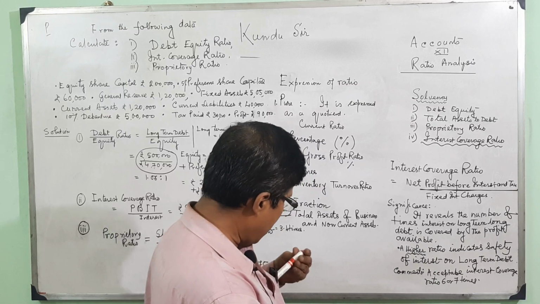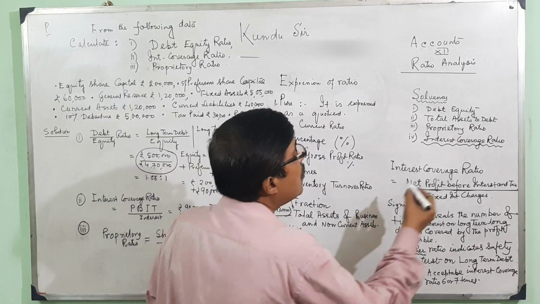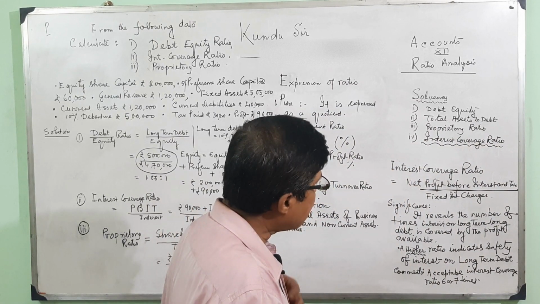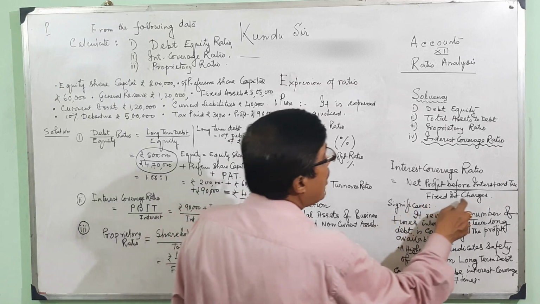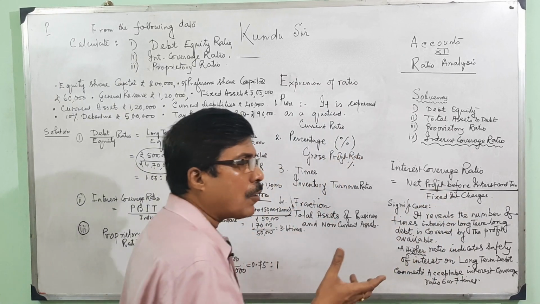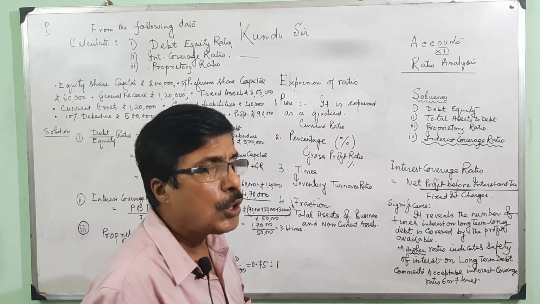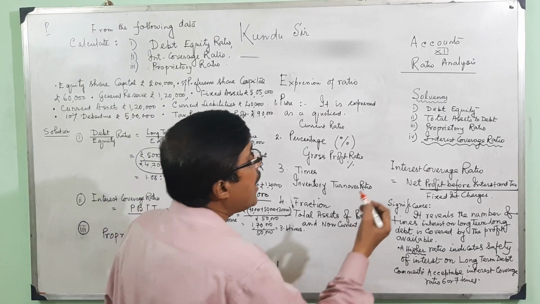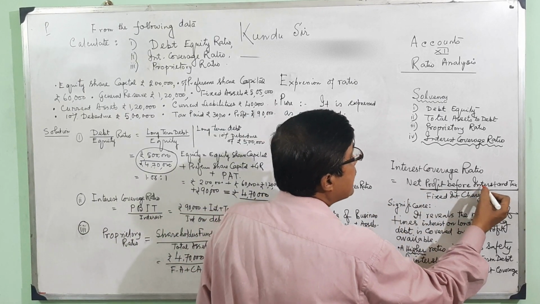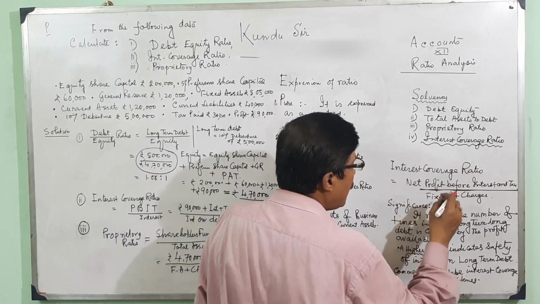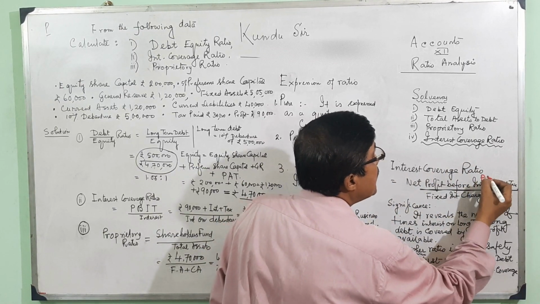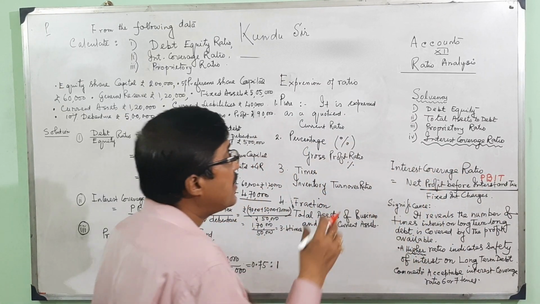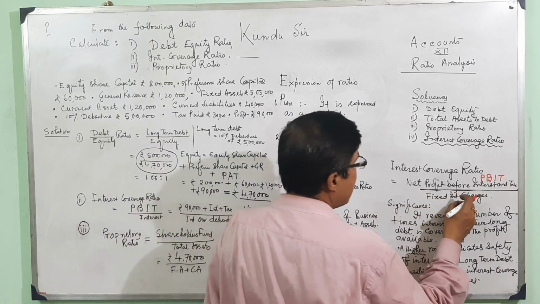What is the interest coverage ratio? Interest coverage ratio is equal to net profit before interest and tax divided by fixed interest charges. Fixed interest may be on bonds, debentures, or loans, which the company is paying as interest. The net profit before interest and tax, that is PBIT, divided by fixed interest charges.